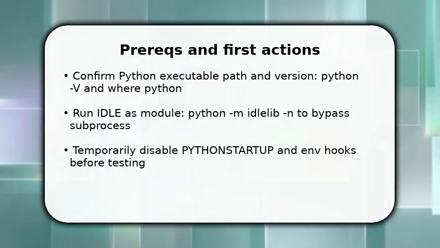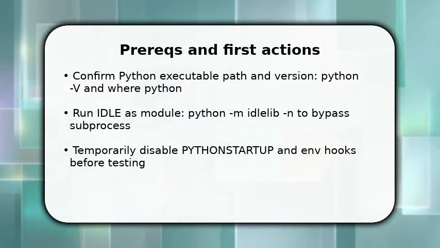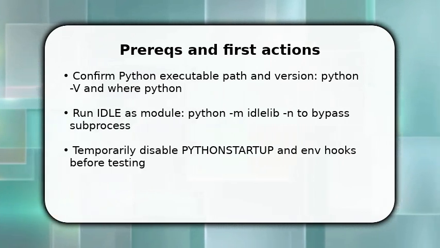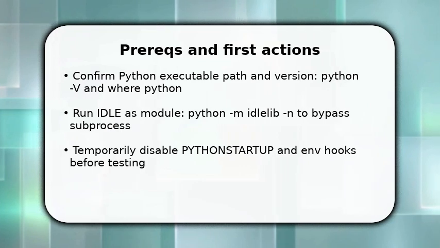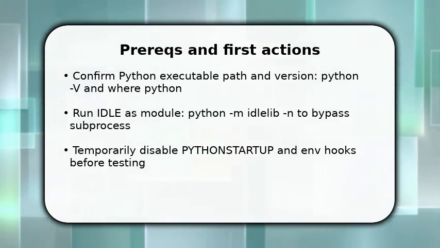You start by confirming the exact interpreter and launching IDLE without subprocess isolation. First, run python -v and where python to ensure the executable matches expectations. Once done, launch IDLE with python -m idlelib -n so you skip the separate subprocess that often fails.